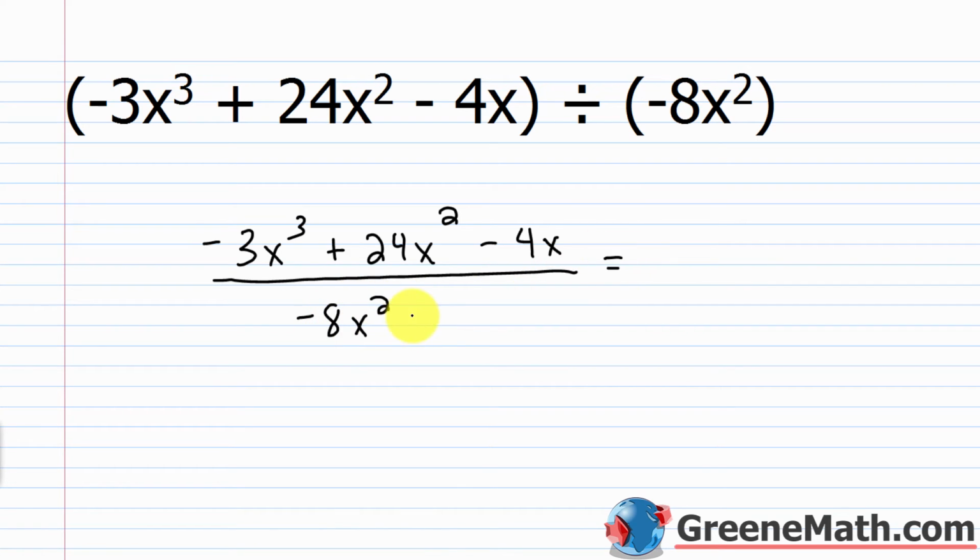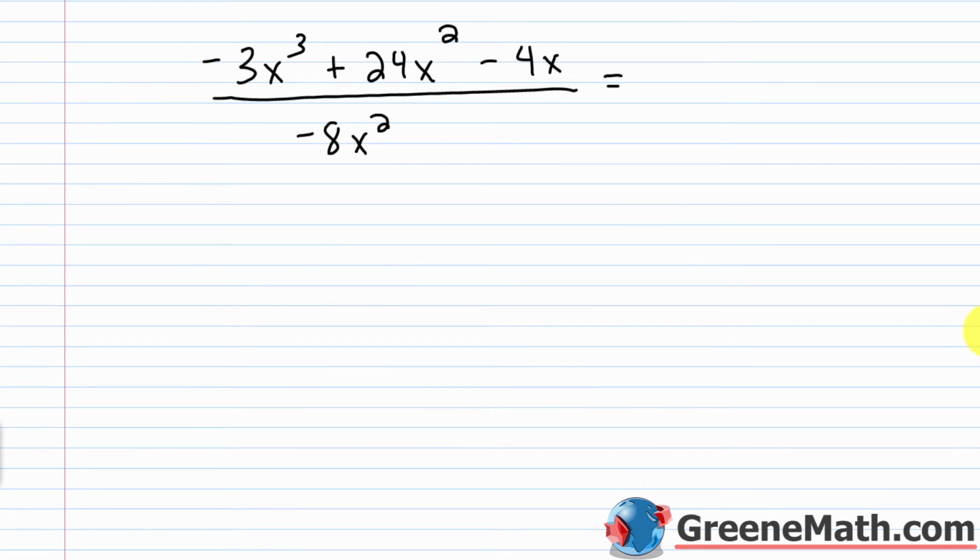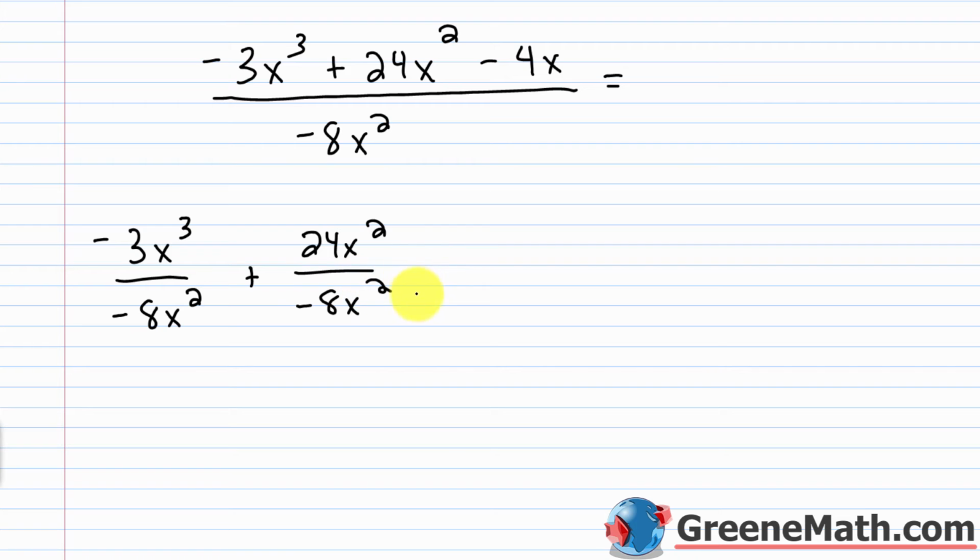And so once I have this, I'm just going to split it up into 3 different parts here. So negative 3x cubed over negative 8x squared. And then plus 24x squared over negative 8x squared. And then I have a minus here, but I think it's a little better if we put plus negative 4x over negative 8x squared, just so we don't make a silly sign mistake.